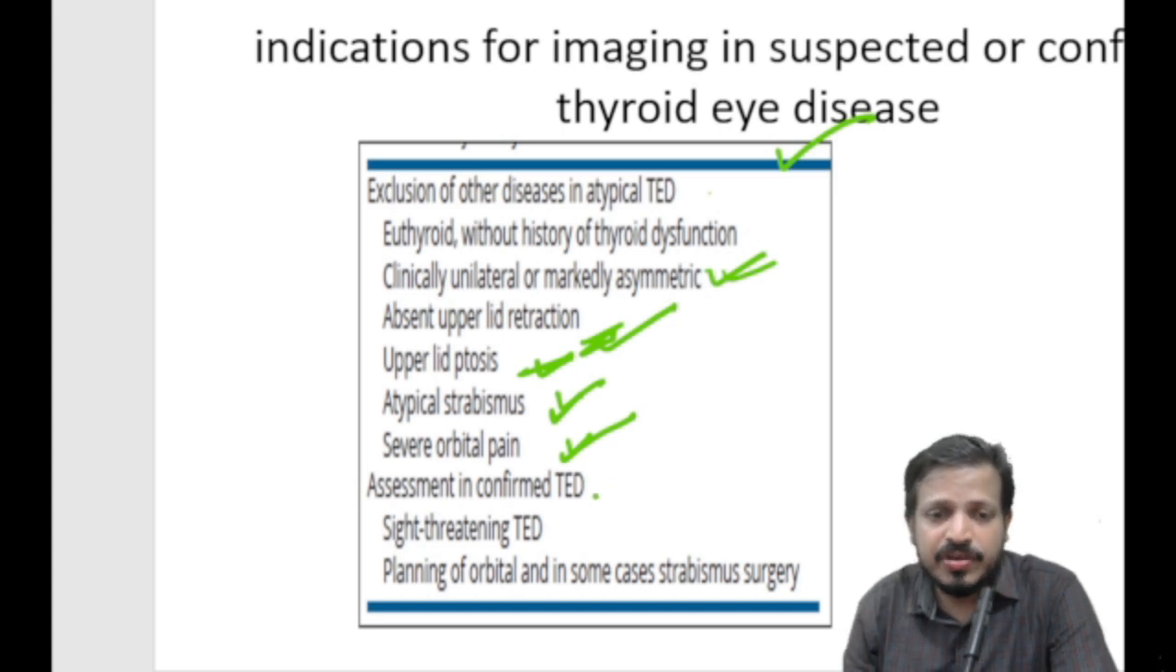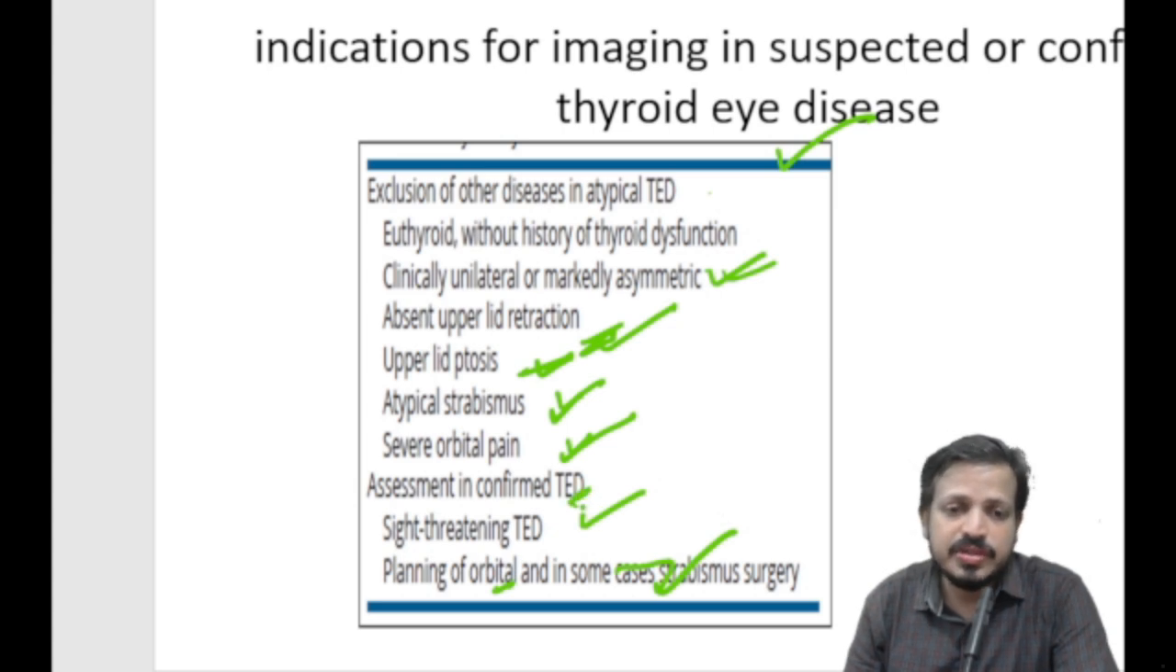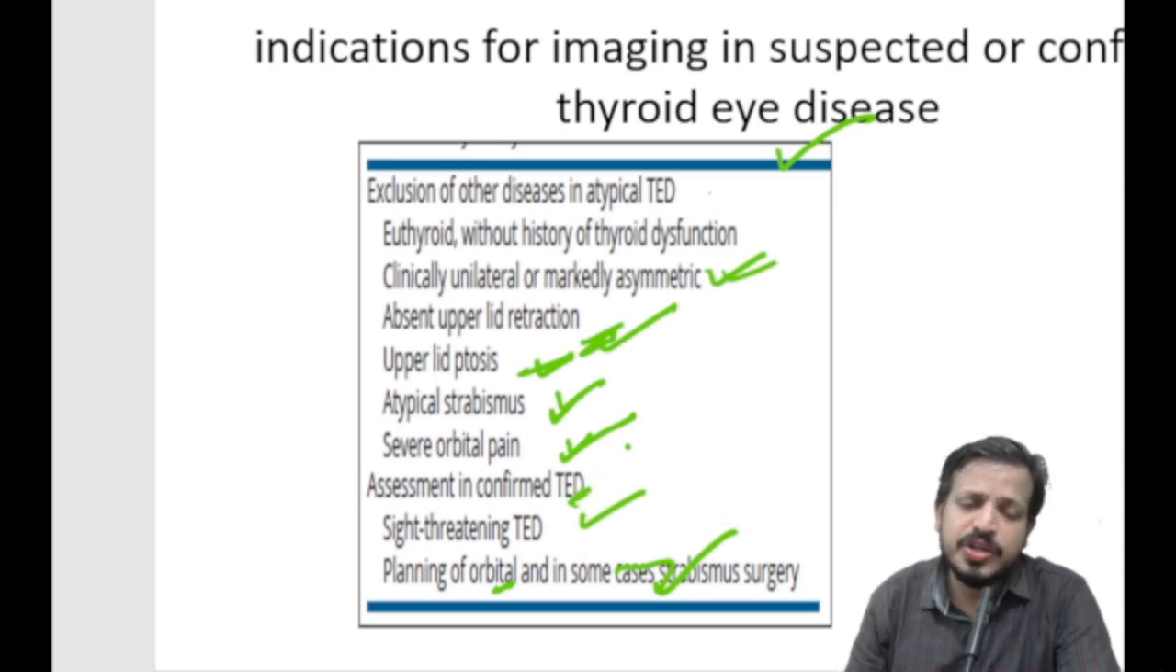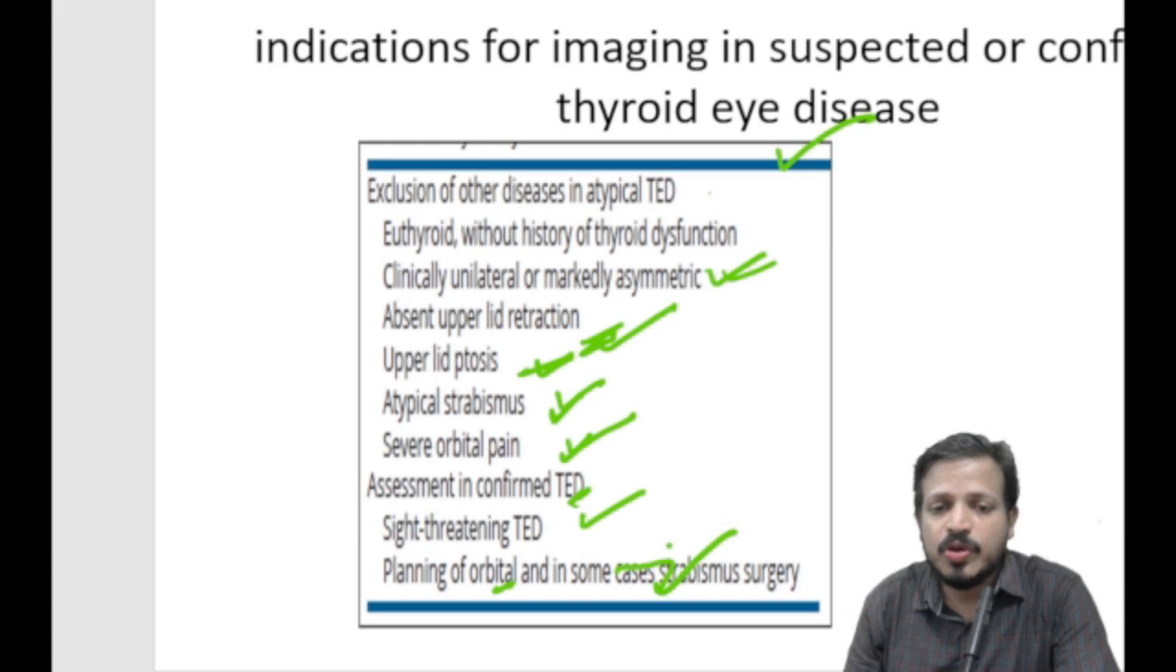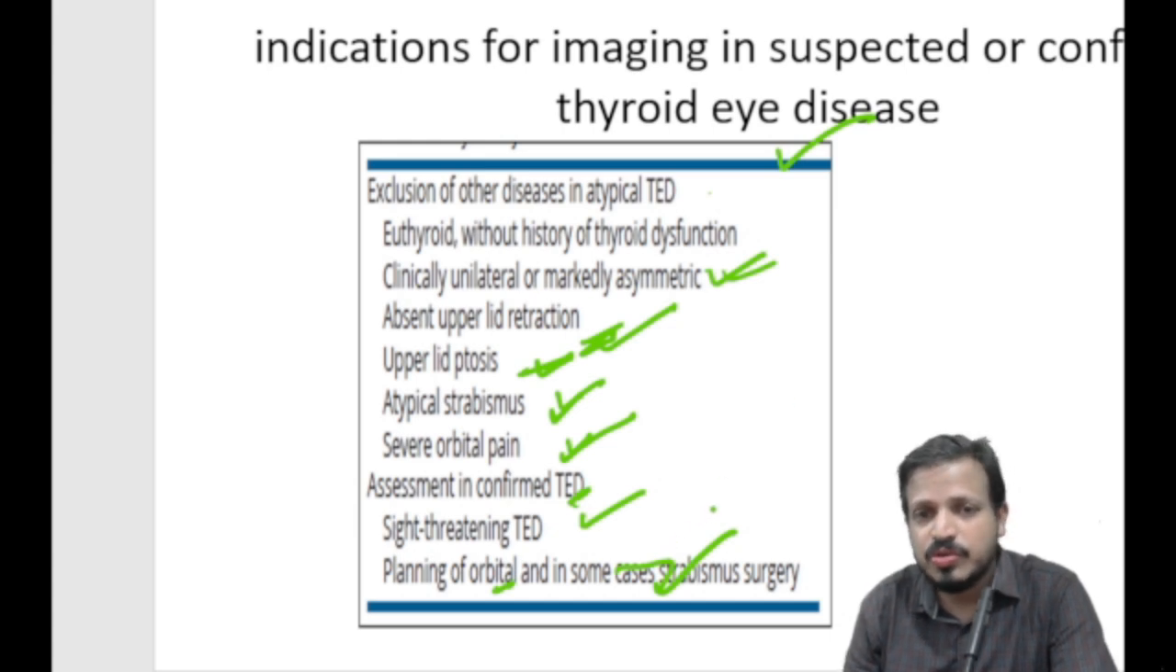assessment of confirmed thyroid eye disease, like sight threatening eye disease, or planning for orbital or in some cases strabismus surgery. In confirmed thyroid eye disease, if there is any sight threatening condition, then you will go for an imaging study, and if you are planning for orbital or in some cases strabismus surgery, you can go for imaging.